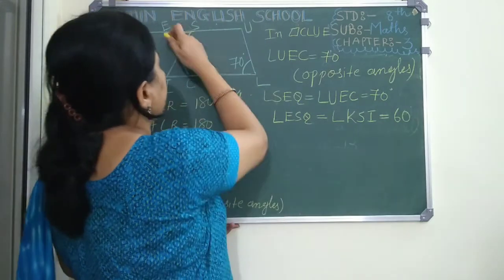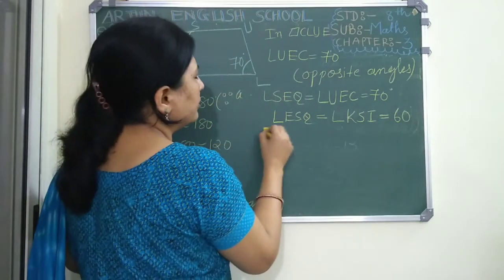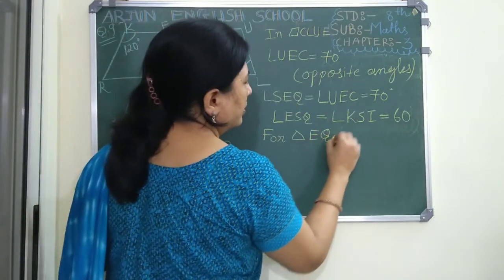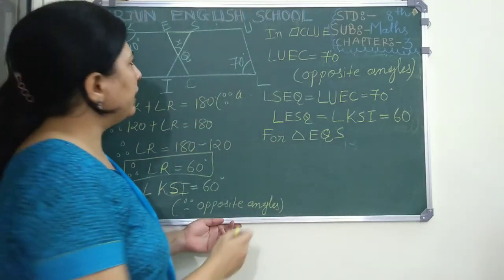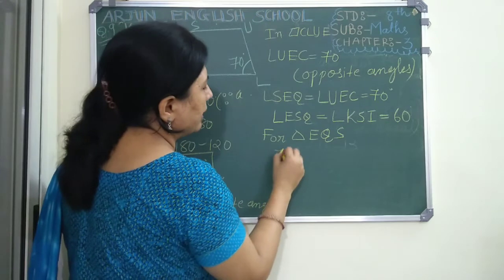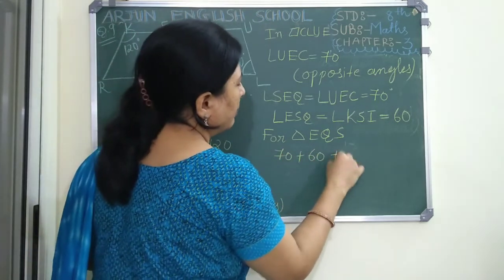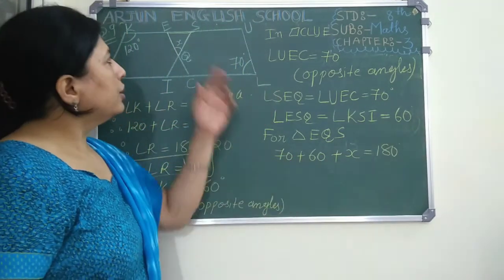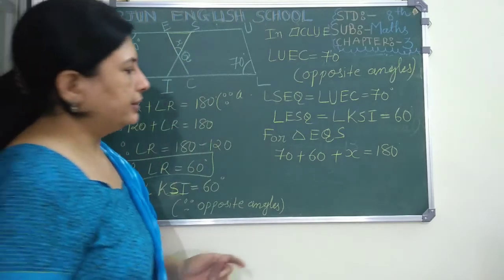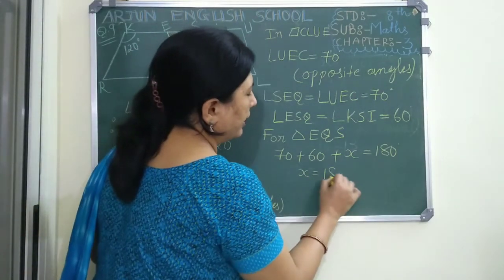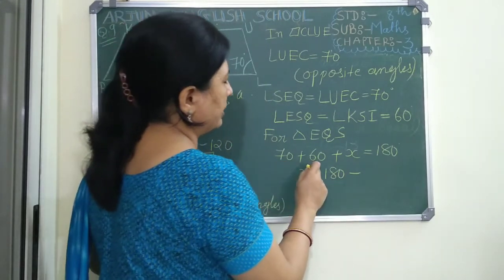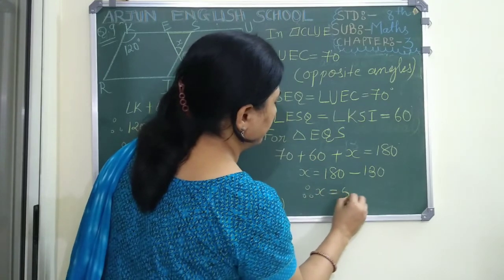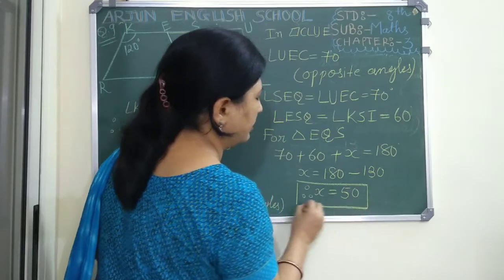Now let us take triangle EQS. We will take the property of angle sum. So we will write that 70 plus 60 plus x is equal to 180. I am writing here. You will write all the names of angles. So x is equal to 180 minus 70 plus 60, that is 130. Therefore x is equal to 50 is your answer.